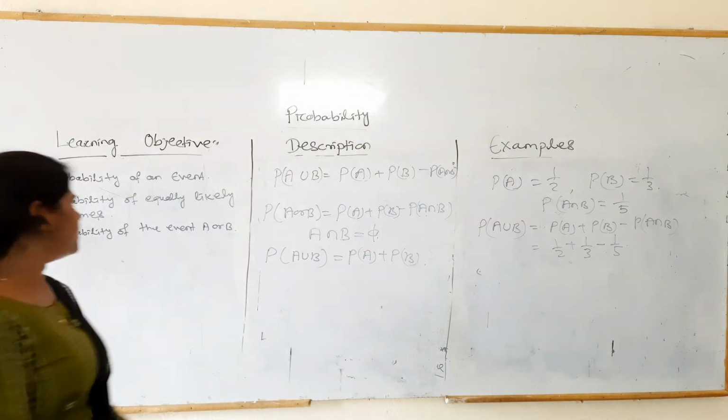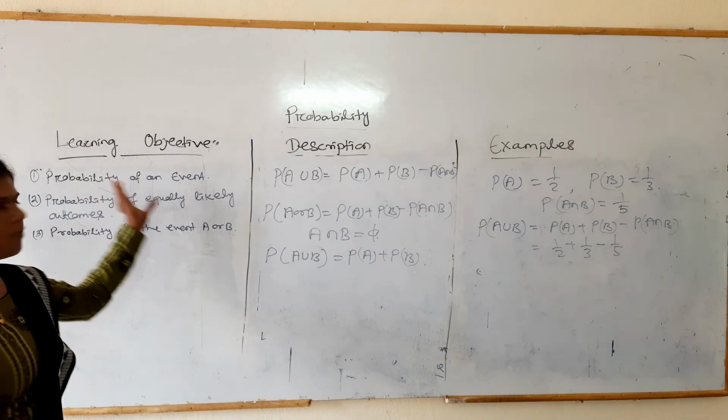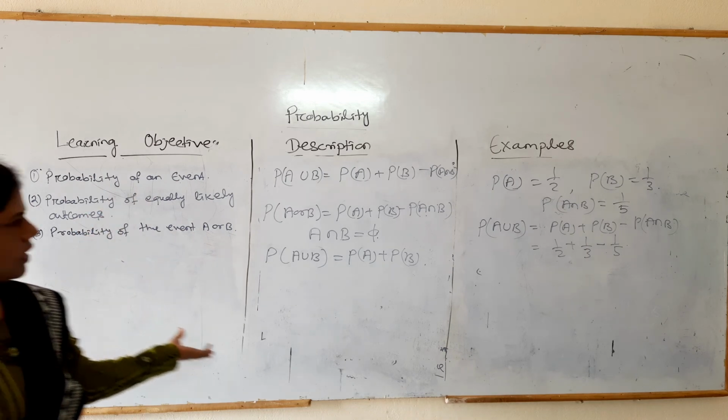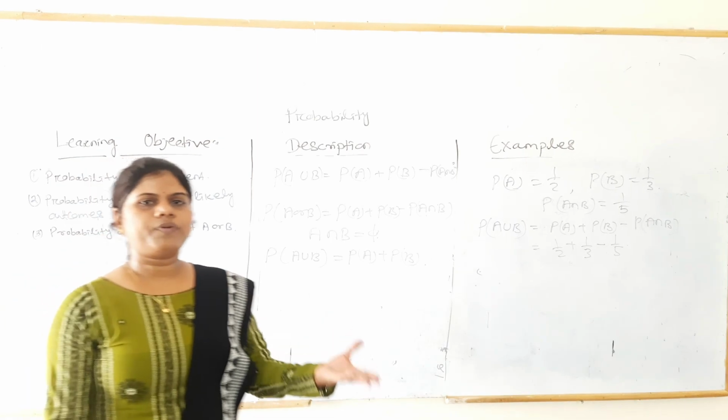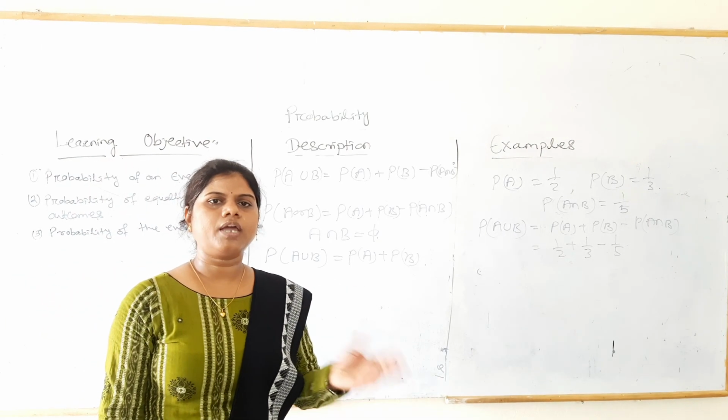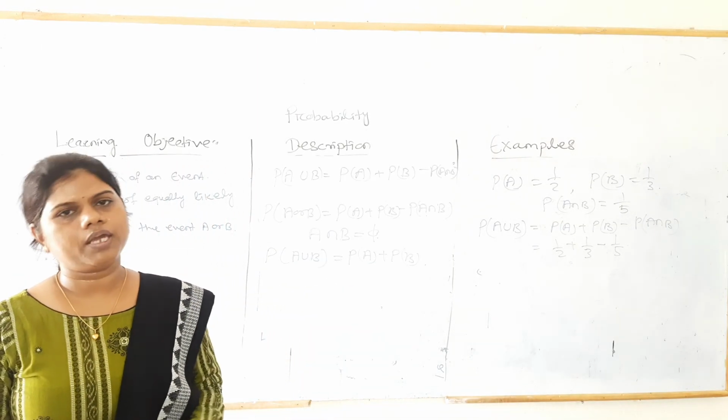the probability of A union B. So these are the basics about the probability of any event, the probability of equally likely events, and the probability of two events, meaning the probability of A or B, or the probability of A union B.